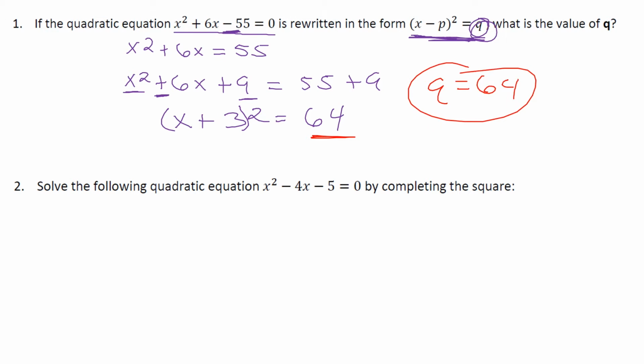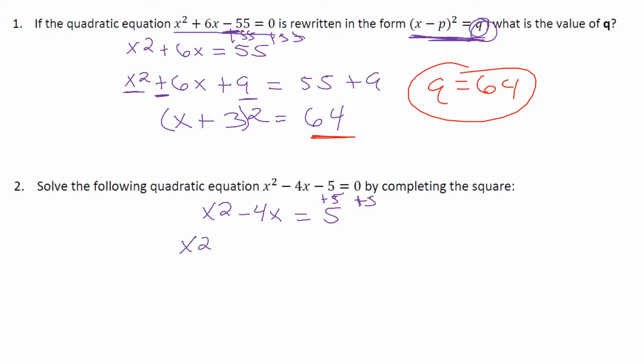Let's take a look at number 2. Solve the quadratic equation by completing the square. And so same process here. So x squared minus 4x equals 5 because I added 5 to both sides. So same thing I did here, added 55. I'm going to add c to the other side. Inverse operation, since that is a minus, I added.